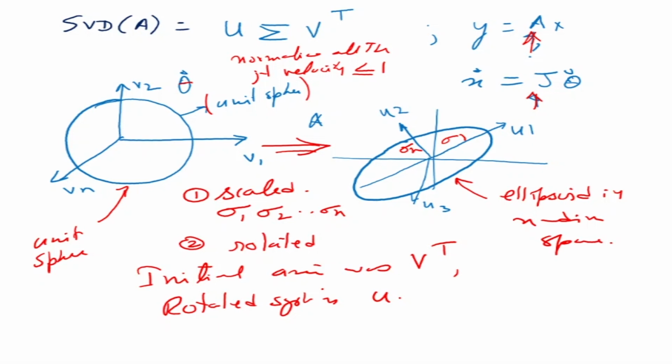Now this seems a little abstract, but this is what a matrix actually does. A matrix is a linear operator, and what it does is take that x, scale it, and rotate it. So if this is my input unit sphere, the output is an ellipsoid. What does this mean?